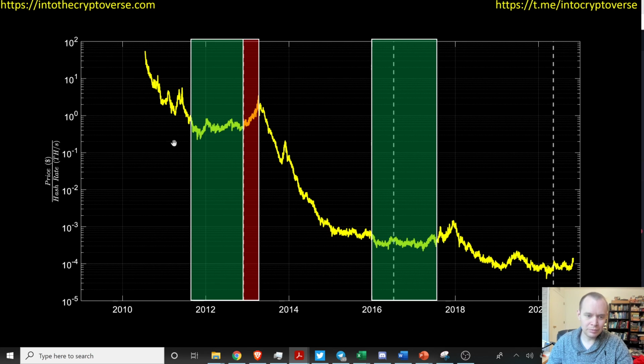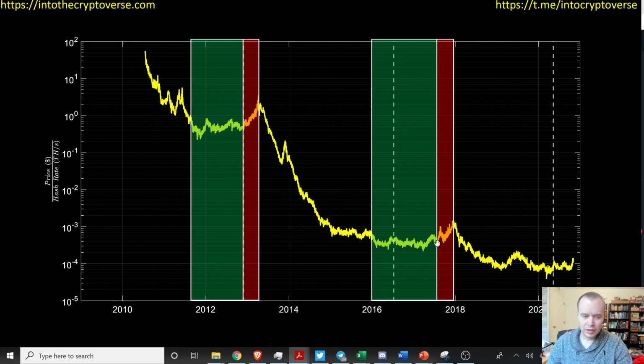Again, I'm just excluding this first one over here because I could have drawn one essentially right here, and then this final blow off top. But there really wasn't a great sideways movement in this first cycle just because it happened so quickly. So then we have 2012 to 2013, then we have 2016, 2017.